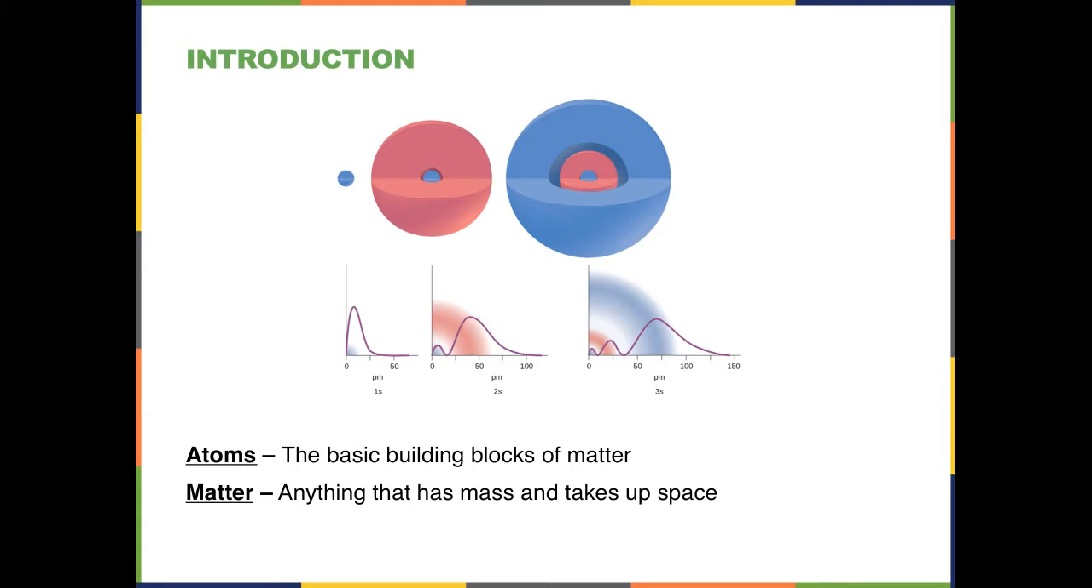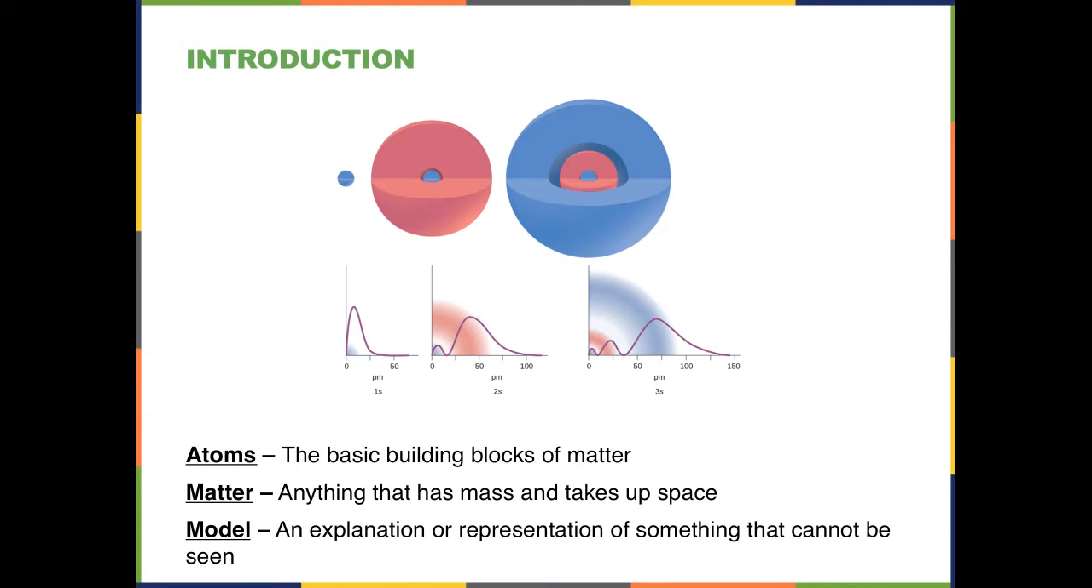Now, what you're looking at in this picture is something called a model. A model is an explanation or a representation of something that cannot be seen. Obviously, we cannot take pictures of atoms. They're a little bit too small. And so what we do in those situations is we make up in our mind a little cartoon representation that takes into account all the data that we have, and we use that to explain what an atom is, or what a molecule is, or whatever something you can't see is.